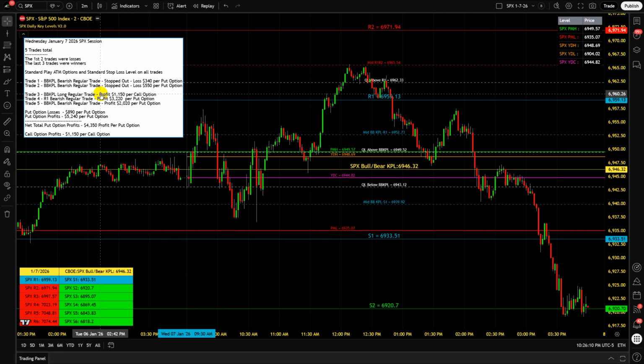$1,150 per call option. Trade number 4 was an R1 bearish regular trade, and that profit was $3,220 per put option. Trade number 5 was a BBKPL bearish regular trade, profit $2,020 per put option. So the total of the losses on the two trades that were losses totaled $890.